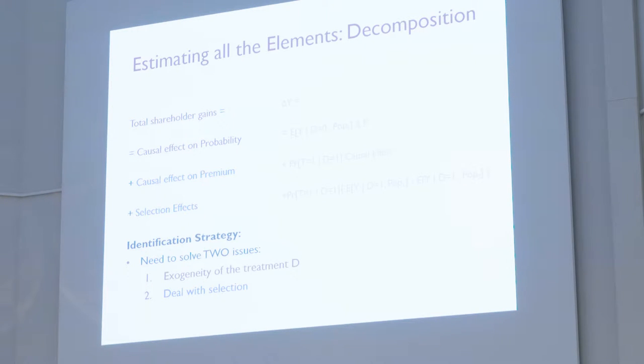But there are two challenges here. First of all, I told you, suppose we have a randomized experiment, but we don't. So first thing, we need to establish causality, exogeneity of the treatment, dropping anti-takeover provision, in something that resembles a randomized experiment. But second, even if we have that, we need to deal with selection. So we need to do something else to deal with the idea that we have inherent selection in the problem.